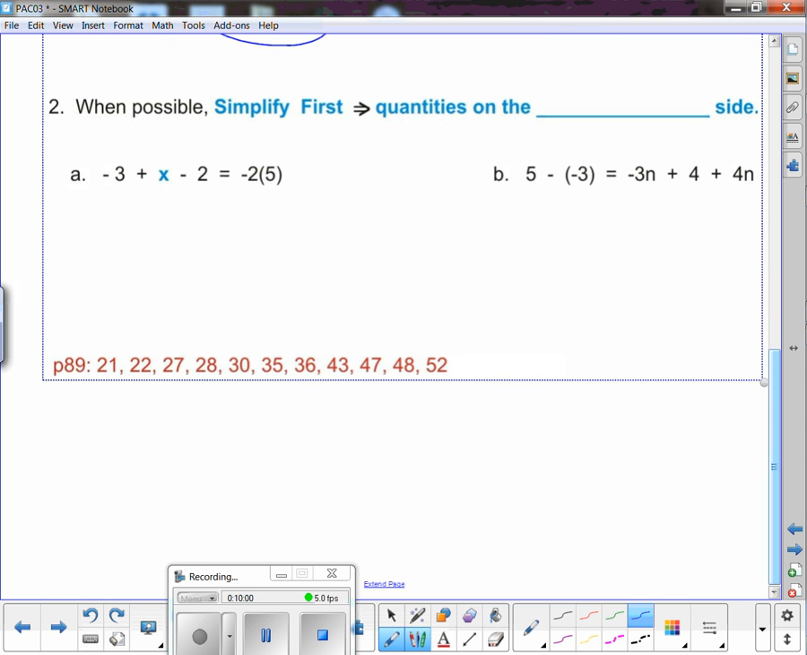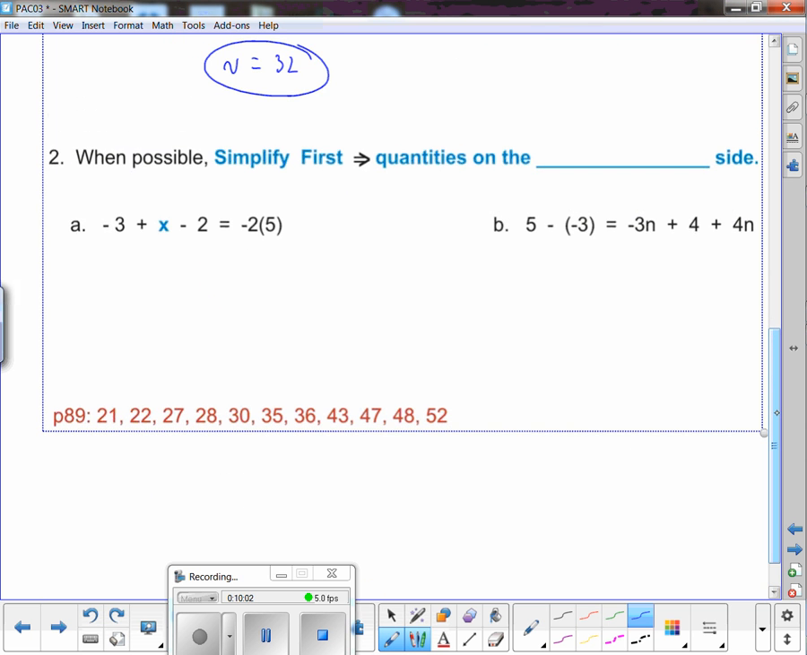All right, let's look at number 2 here. When possible, simplify first. But whenever you're simplifying, be sure that you're always dealing with quantities on the same side. You can only simplify things on the same side.